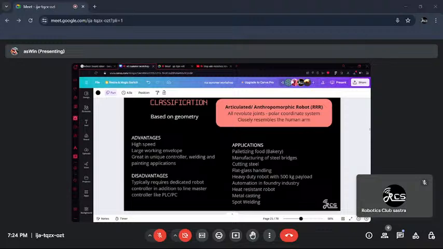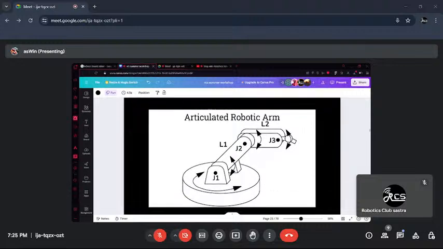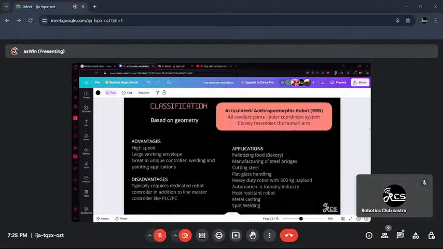Now the articulated anthropomorphic robot, RRR. In this robot, all the joints are revolute joints and no prismatic joints are used. It is very difficult to control these types of robots because, for example, if you need to pick something from the table, you need to orient all the joints in such a way that you are in the correct position to pick the object from the table and grab it. If there is any slight mistake in the degrees of a joint, then the error accumulates.